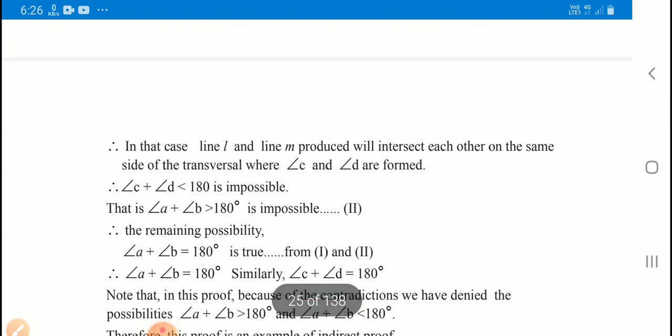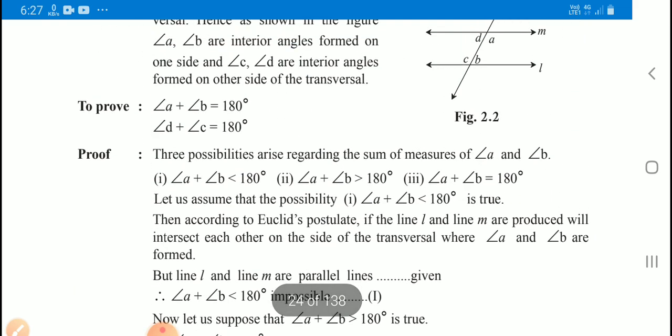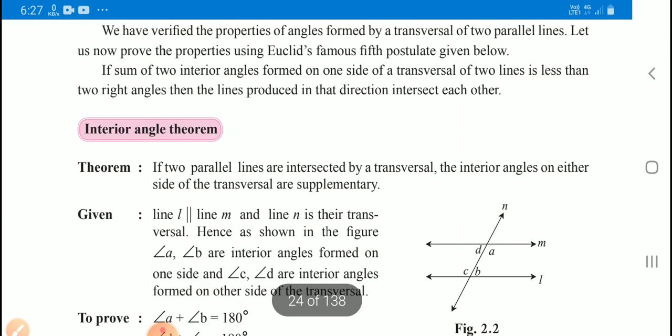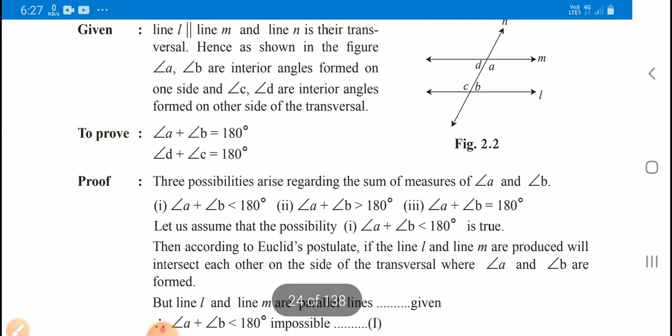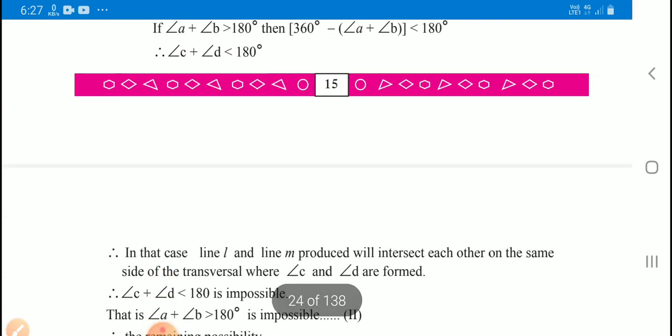Here, what we assumed was the given thing. They said to prove angle A plus angle B is equal to 180 degrees, angle D plus angle C is equal to 180 degrees. Then there were 3 possibilities, and from those, 2 possibilities we had taken as true, but they are not true, meaning a contradiction occurred. That's why the third possibility is true. Okay, do you understand this?